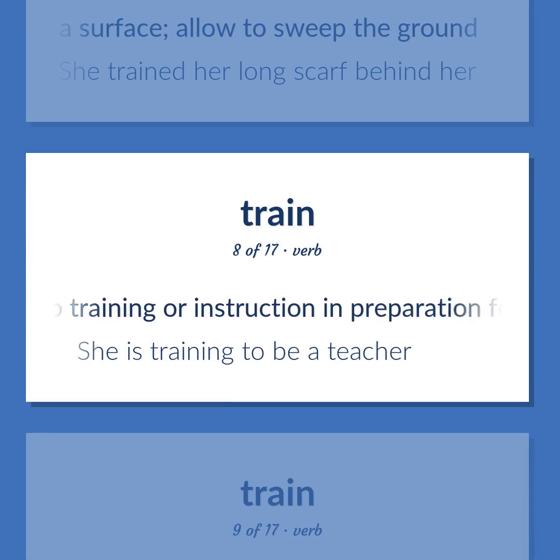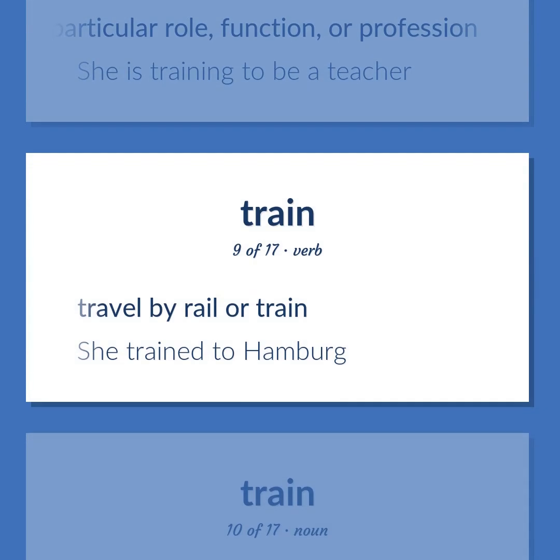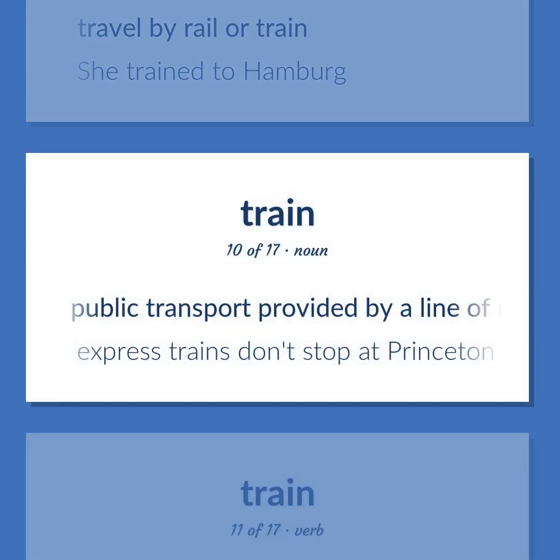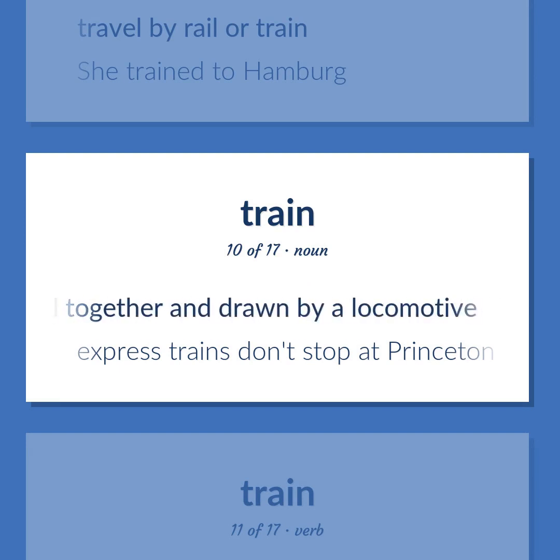Undergo training or instruction in preparation for a particular role, function, or profession. She is training to be a teacher. Travel by rail or train. She trained to Hamburg. Public transport provided by a line of railway cars coupled together and drawn by a locomotive. Express trains don't stop at Princeton Junction.